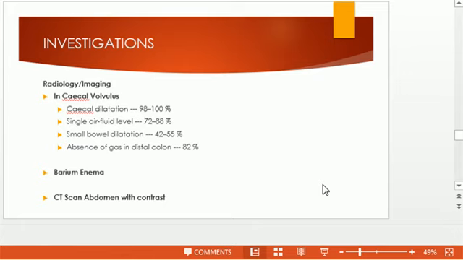Another investigation which we can do for these patients is barium enema. Barium enema in volvulus is very helpful. CT scan abdomen with contrast is another investigation which can help in the diagnosis of volvulus.